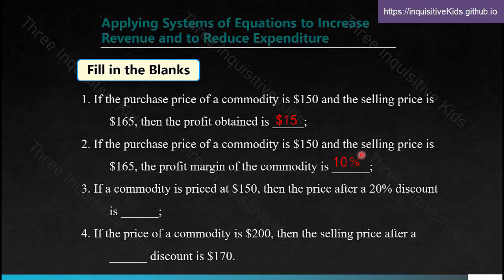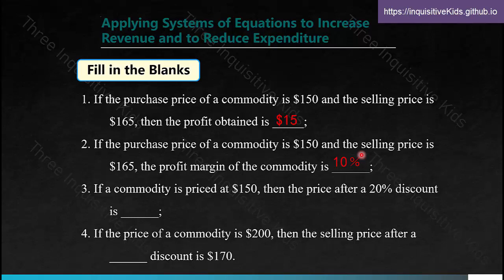Number 3. If a commodity is priced at $150, then the price after a 20% discount is. If you have ever gone shopping, maybe with an adult or with friends, discounts are when they have the sales price. Sometimes stores, for business or strategy, might give you a discount. So maybe like it's $100. You're trying to buy, say, a T-shirt, a very expensive T-shirt, and it costs $100.